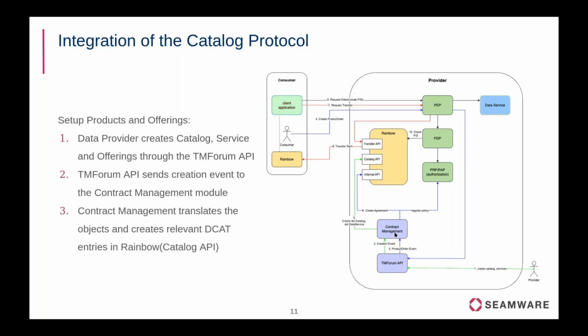The contract management then is responsible for translating the structure from the TMForum API into the structure of our DCAT API, and will create the relevant DCAT entries in Rainbow. Rainbow provides therefore also, let's say, an internal API for updating the data and for creating objects, because the catalog API in IDSA itself just defines the readability, but not how those entries end up in the catalog.